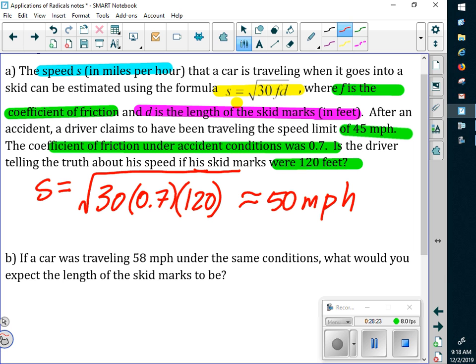Law enforcement learns how to do this stuff. Now they will have a little program on their computer, but they know how to work with this stuff.